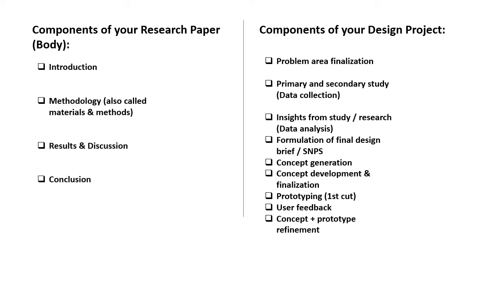And then we have concept generation, concept development and finalization, and the first cut prototyping, and then we test the prototype with the users to get their feedback, and we use that feedback to develop the final concept and also refine our prototype. So this is an iterative process involved in our design thinking process. So you all know the general flow of the design thinking process.